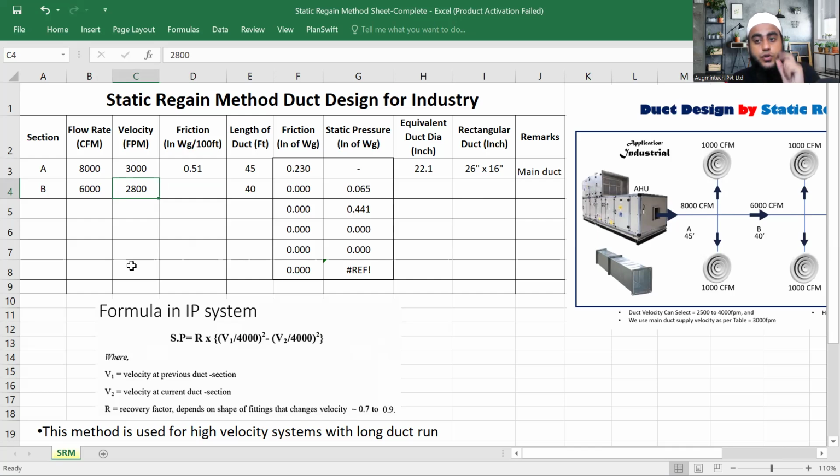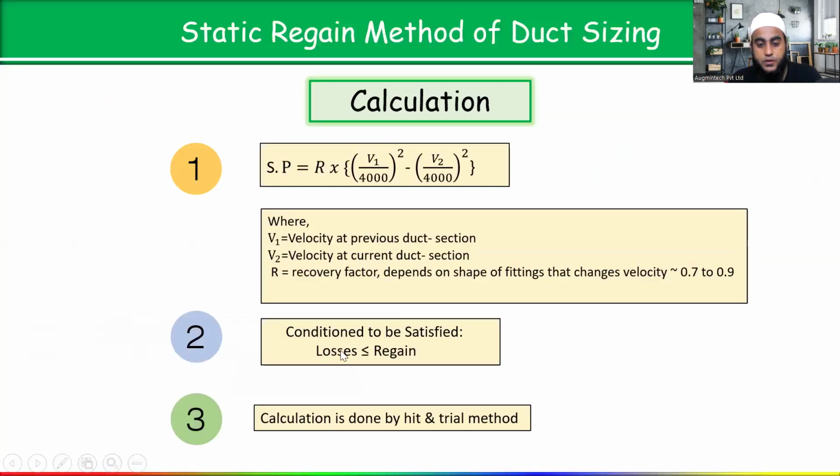Remember, I have shown you in the PPT the condition here. Always you have to satisfy this condition: friction loss value should always be less than or equal to static regain value. You have to see the condition. If this condition is satisfied, it means you have selected the correct velocity. So let's see, and tell me, 2800.